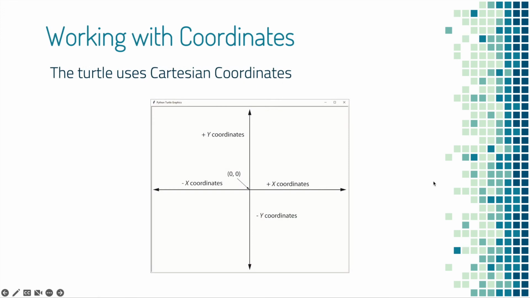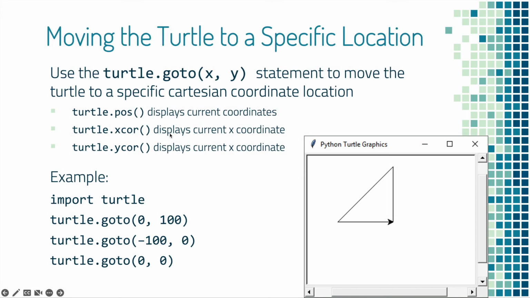So again, when we're working with the turtle, we are also working with coordinates. Just like a Cartesian coordinate in math where we have our x and y's, we can pick up the turtle and put it anywhere we want. So we have turtle.goto, and we can take it and put it at that spot. And if we want to know where the turtle currently is, we have turtle.pos for position. We also have turtle.xcor and ycor to give us its x and y coordinates.